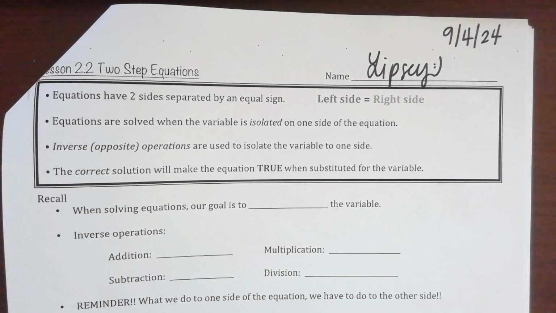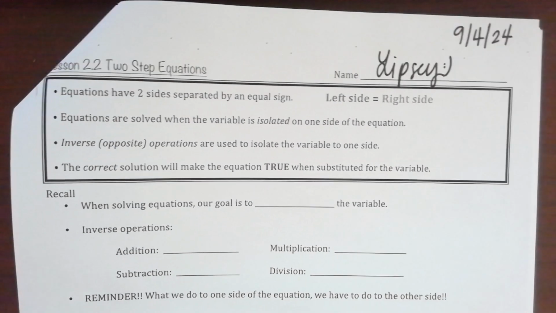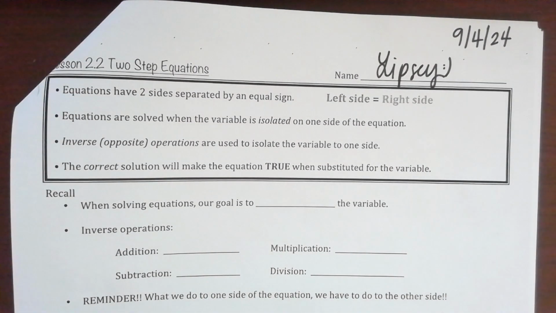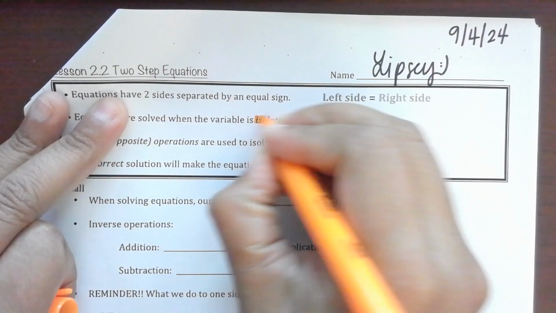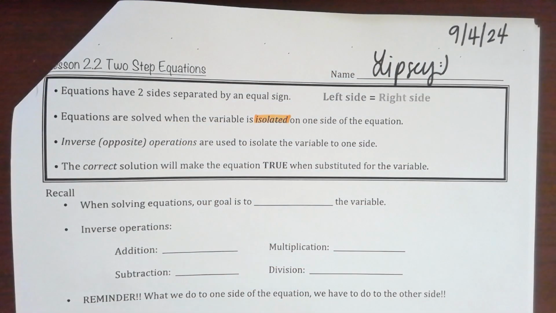Today we're talking about two-step equations. Two-step equations are separated around the equal sign just the same way one-step equations are. There's a left side and a right side. Equations are solved when the variable is isolated on one side of the equation. That's the word we learned yesterday: isolated, meaning by itself.